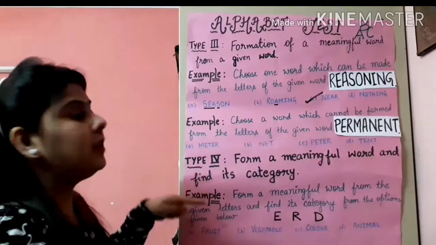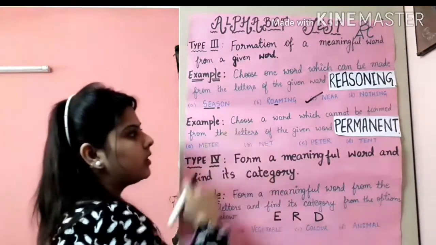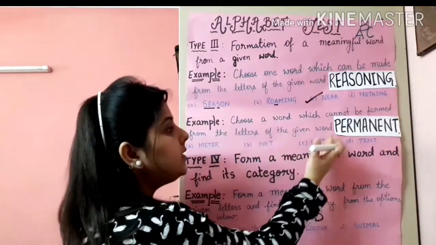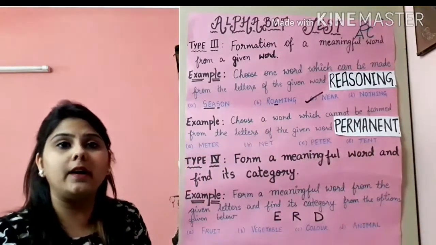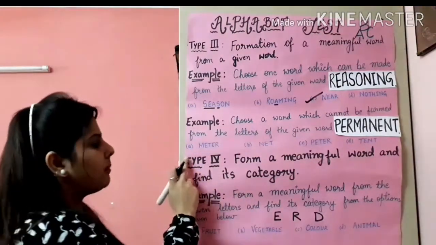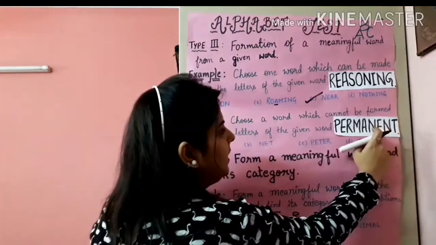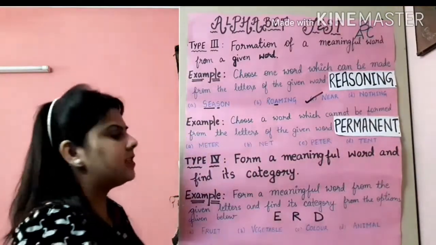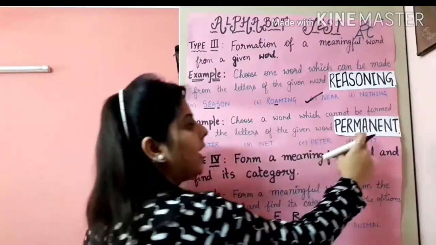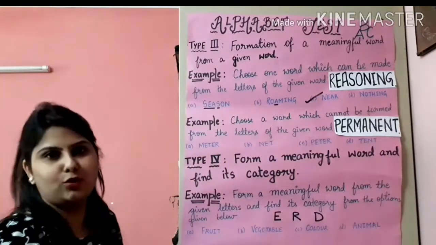Now based on this similar topic, there is another question which says, choose a word which cannot be formed from the letters of the given word permanent. Here you need to find the word which cannot be formed. So moving on to option 1. Can I form meter? M-E-T-E-R. Yes, I can. So this option is not the one. Now moving on to option B, net. Can I form the word net? N-E-T. Yes, I can. So this is also not the one.